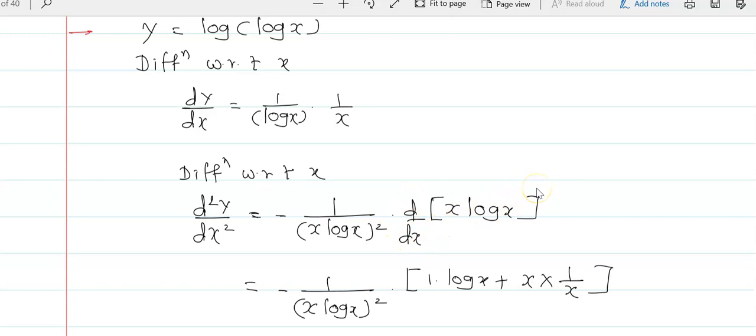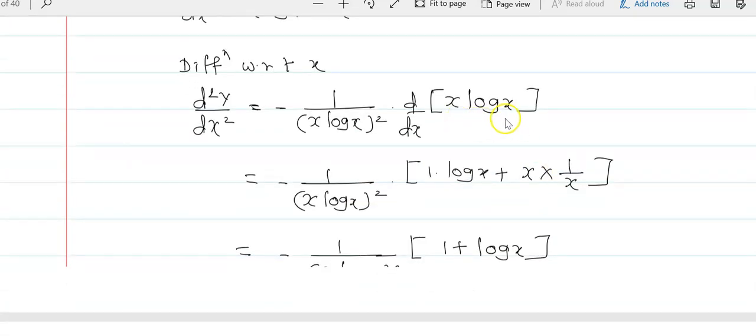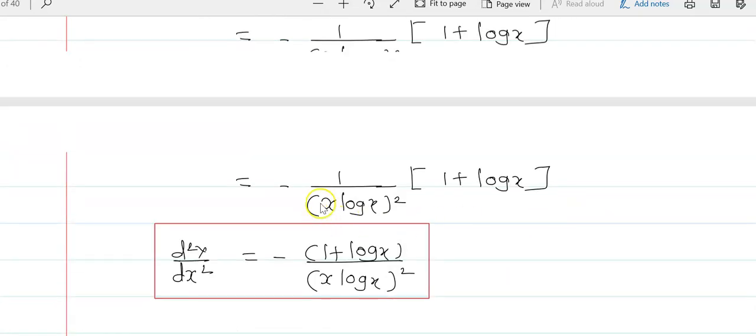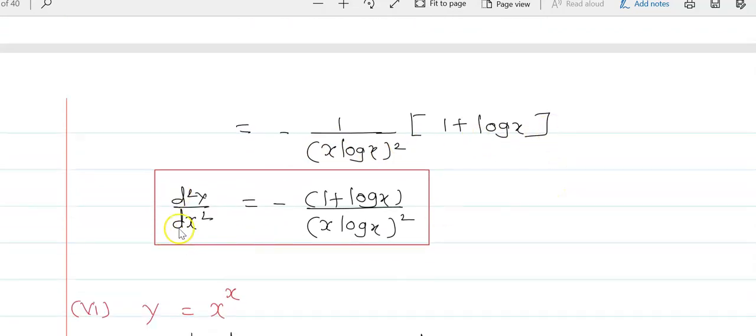And that's why it's a product rule for x log x. The derivative of x is 1 into log of x, plus x into the derivative of log of x, which is 1 upon x. These x's cancel, you are getting 1 plus log x. And that is minus 1 upon x log x by x square in bracket 1 plus log x. And that's why this is the answer: d2y by dx square is equal to minus in bracket 1 plus log x upon x log of x bracket square.